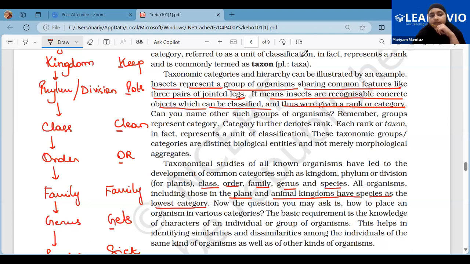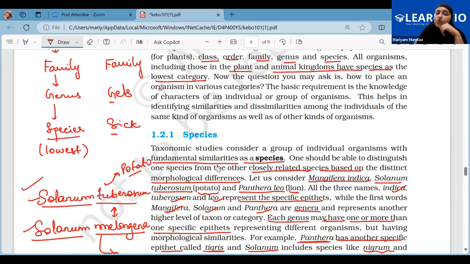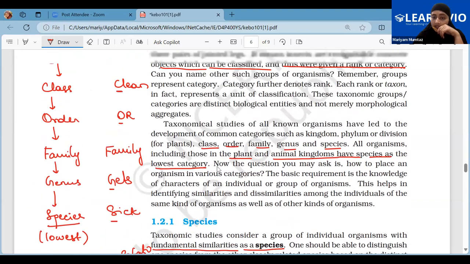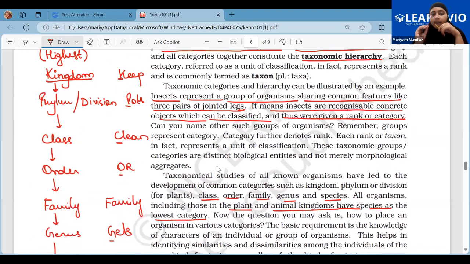You're right. Kingdom will have the highest number of organisms, but the lowest number of similarity. Is there any similarity between plant and animal? No. So, kingdom plant is one kingdom. Kingdom animal is another kingdom. So, largest number of organisms, but the lowest number of similarity. Same goes for species. Lowest number of organisms, but largest number of similarities. So write down one thing that is very important.